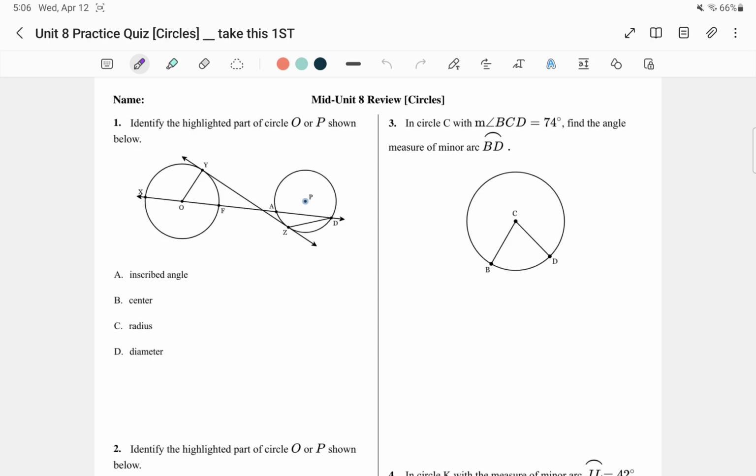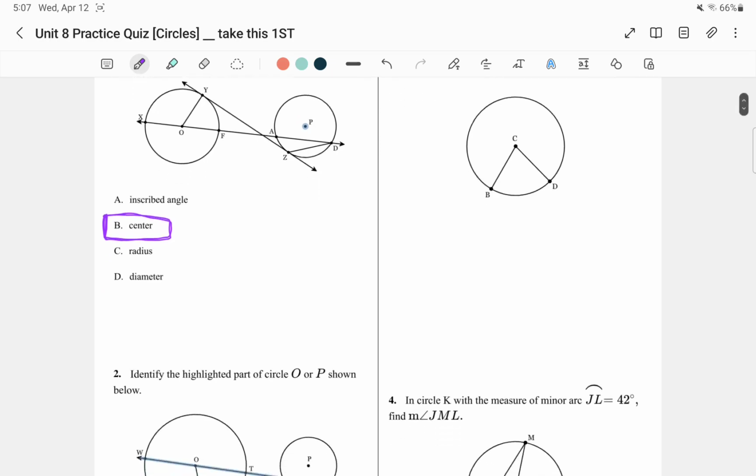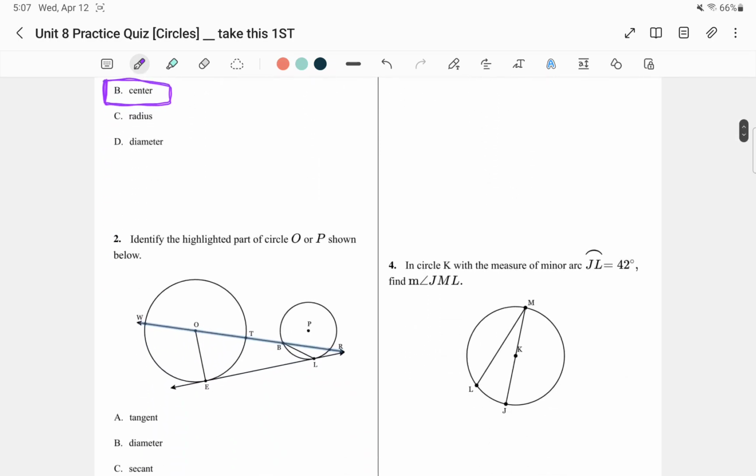Identify the highlighted part of circle O or P shown below. So these first couple of questions are going to be just identifying parts of circles. So let's see, this highlighted center right here. This one's pretty self-explanatory. It's just a center. If we forget our circle definitions, again, there's that document that I put in Canvas that has every single part with a picture and description, so you can use that to help you. So for number 2, identify the highlighted part of circle O or P shown below.